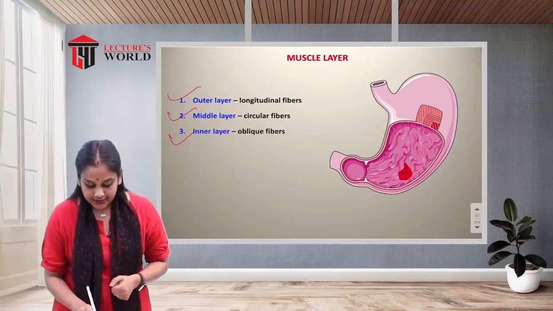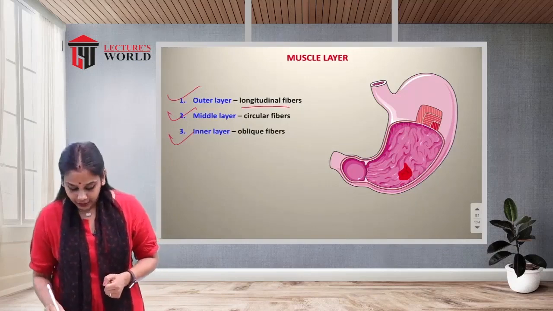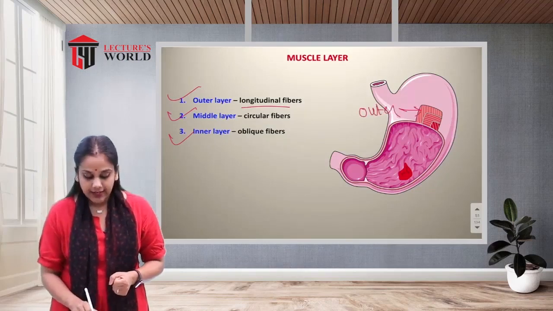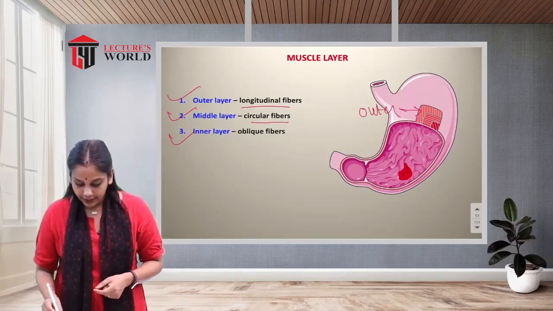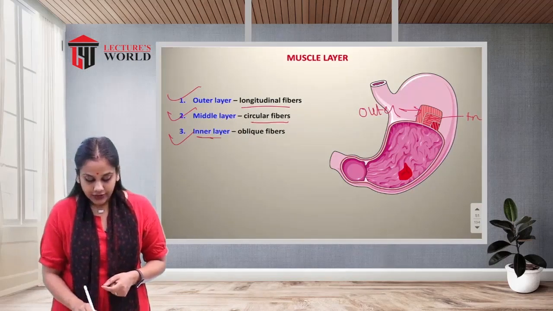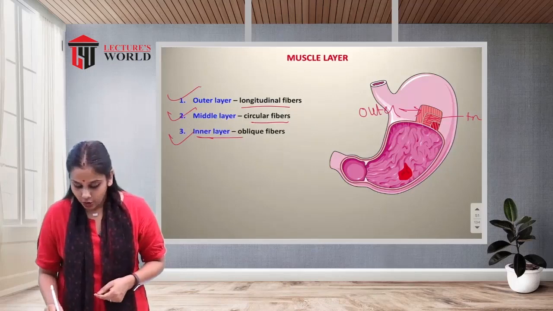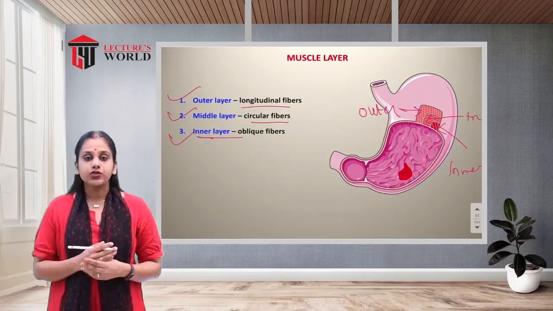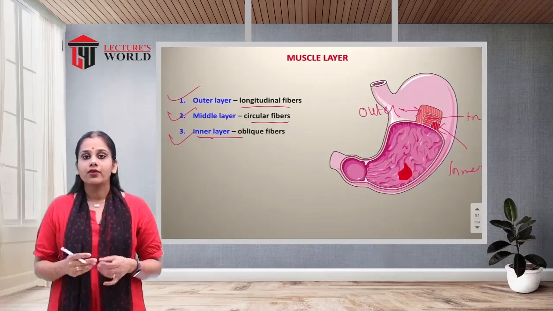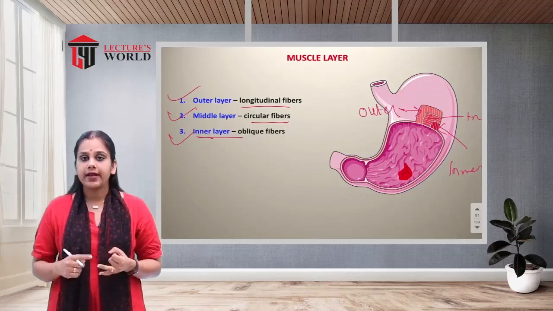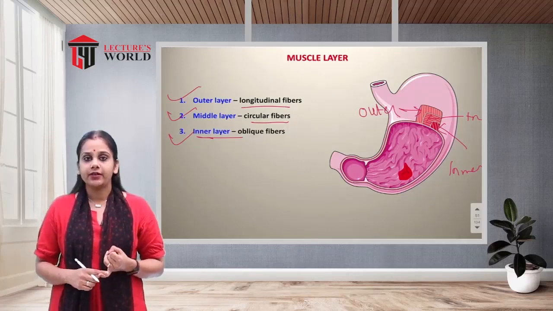That is, the first one is the outer layer, which contains the longitudinal fibers. You can see this is the outer layer, okay. That middle layer, which contains circular fibers. See, this is the circular fiber, okay, and last one is the inner layer, which contains the oblique fibers. See, this is the inner layer, okay. So 3 muscle layers are there. First one is longitudinal fibers, second is circular, and third one is oblique fibers, okay.